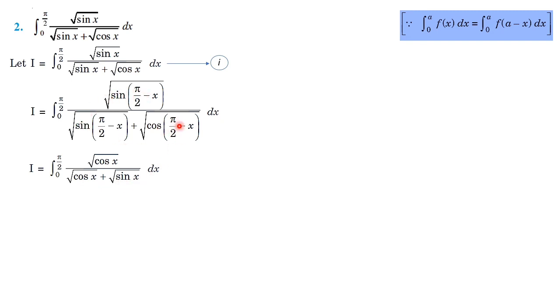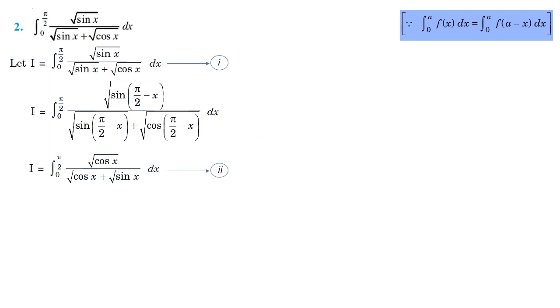All these trigonometric formulas we have learned in class 10 and 11. So if you are unable to recall them, write them on the right hand side of each and every step. Then label it as equation number 2.